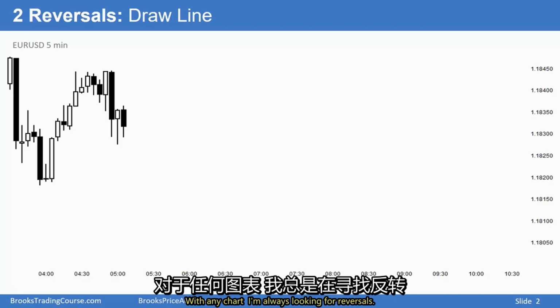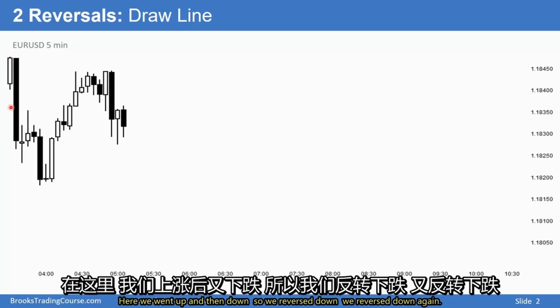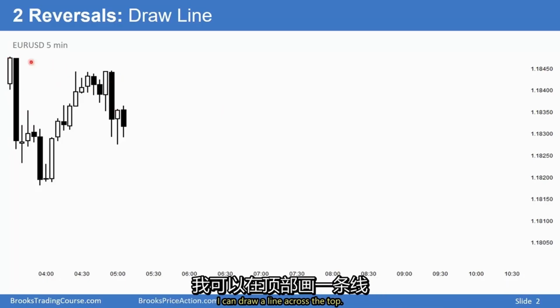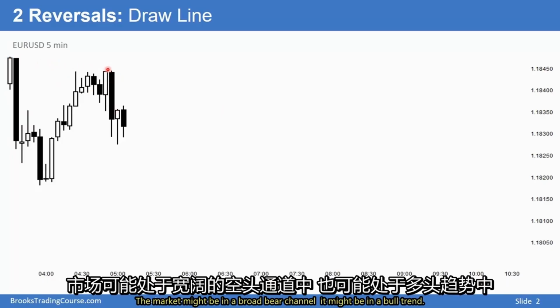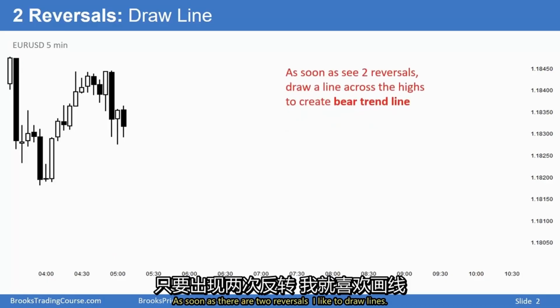With any chart, I'm always looking for reversals. Here we reversed up again. So we have 2 points and I can draw a line. Here we went up and then down, so we reversed down again. I can draw a line across the top. The market might be in a broad bear channel, it might be in a bull trend. As soon as there are 2 reversals, I like to draw lines.